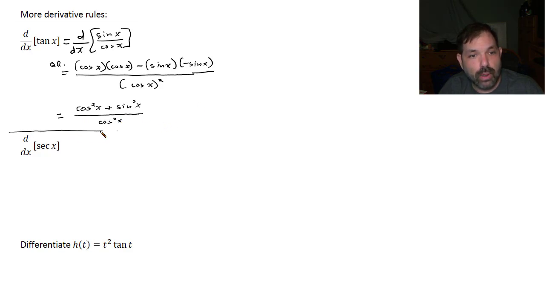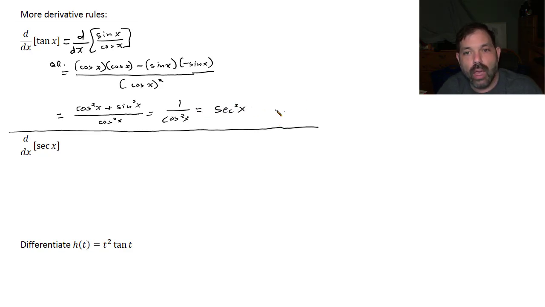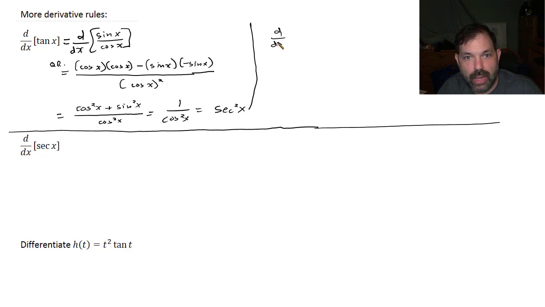And then if you remember an identity from trigonometry, cosine squared x plus sine squared x, that's the Pythagorean identity, that's 1. So I have 1 over cosine squared x. And if you recall another identity, that's equal to secant squared x. So what we can say from what we've just developed is, the derivative with respect to x of the tangent function, tangent x, is secant squared x.